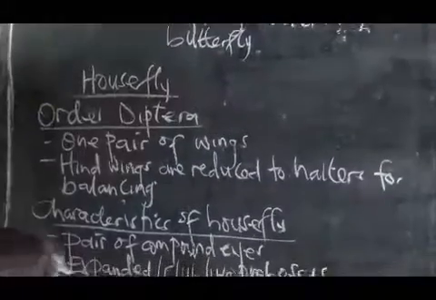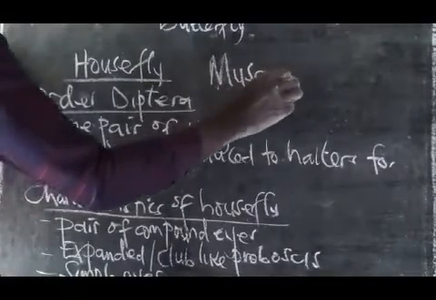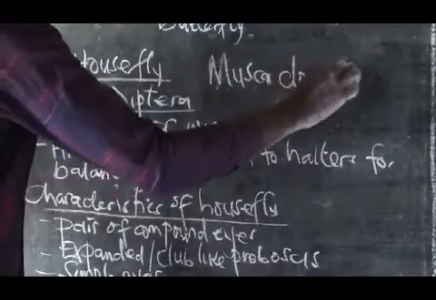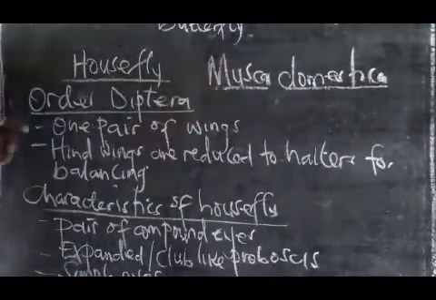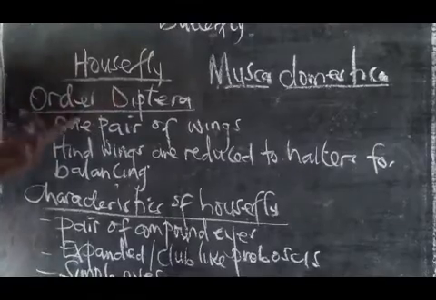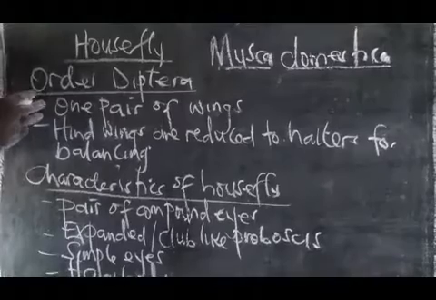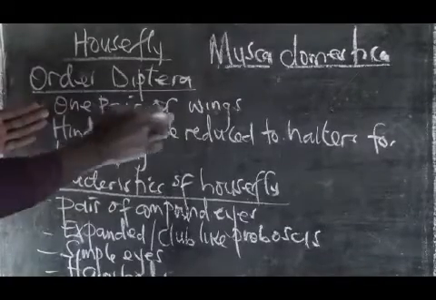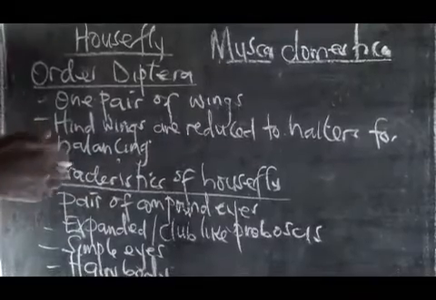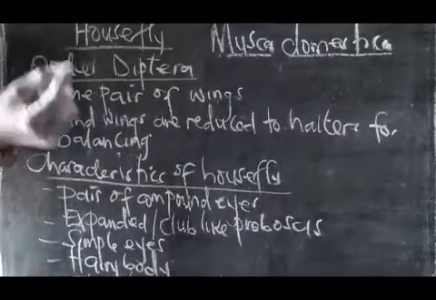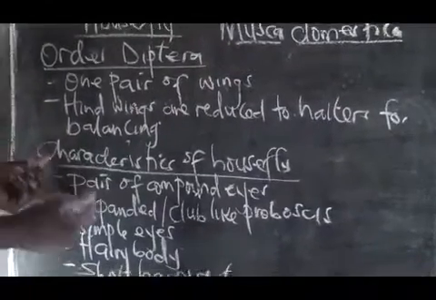Let's look at the housefly. The housefly is actually called, in scientific terms, Musca domestica. You can underline that, the genus, the species name, and it belongs to the order Diptera. What are the characteristics of the insects in order Diptera? They have 1 pair of wings, just 1 pair. And then the hind wings are reduced into a plug-like structure called halteres that are used for balancing. So you cannot see the second pair of wings.